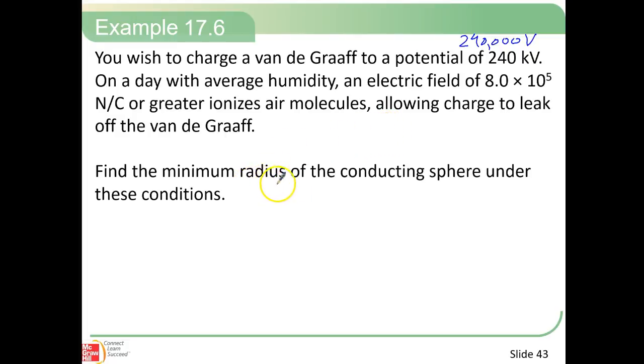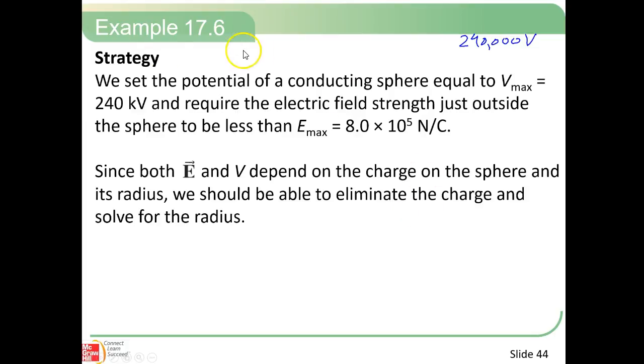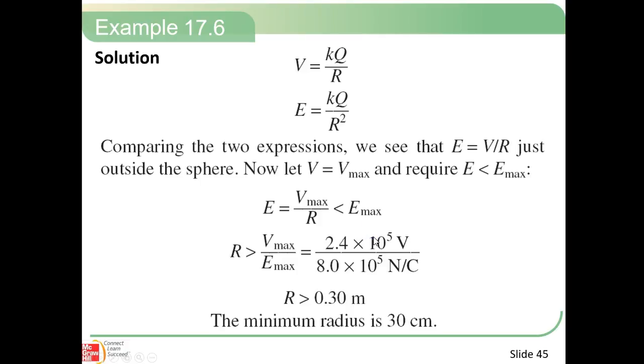They want us to find the minimum radius of the conducting sphere under these conditions. So we want to know how big is that ball supposed to be on top. Our strategy here is basically just to set the conducting sphere equal to Vmax of 240,000 volts and require the electric field just outside the sphere to be about 8 times 10 to the 5th. Since both the electric field vector and the potential scalar depend on the charge on the sphere and its radius, we're going to be able to eliminate the charge and just solve for the radius itself.